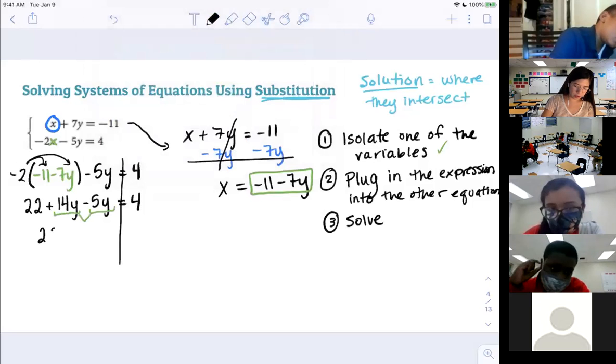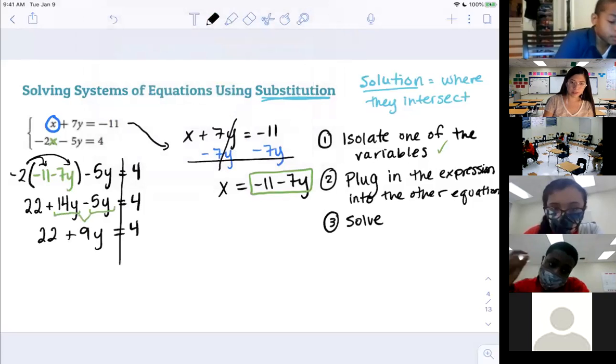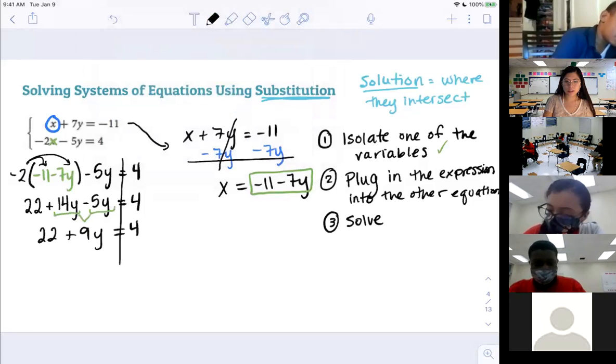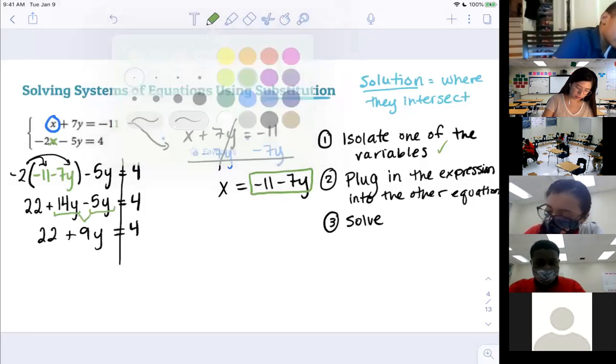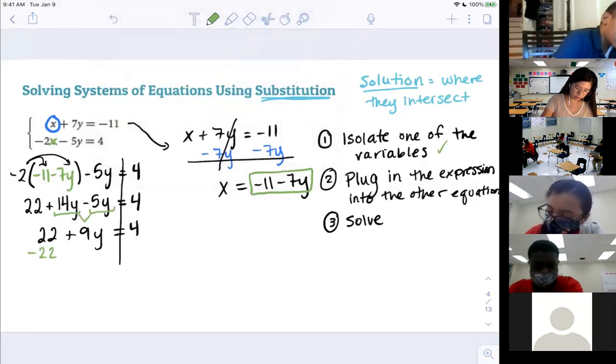So I have 22 plus 9y equals 4. Now what do I do? And you subtract 22. Subtract 22. Good. Then you divide that by 9. What is 4 minus 22?